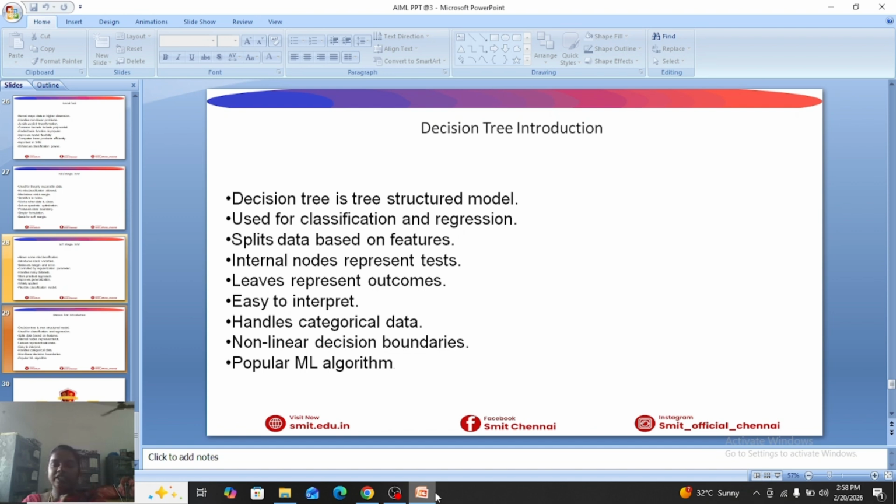Moving on to decision tree introduction. It is a tree-structured model used for classification and regression. Splits data based on features. Internal nodes represent tests. Leaves represent outcomes. Easy to interpret. Handles categorical data. Nonlinear decision boundaries. Popular machine learning algorithm.